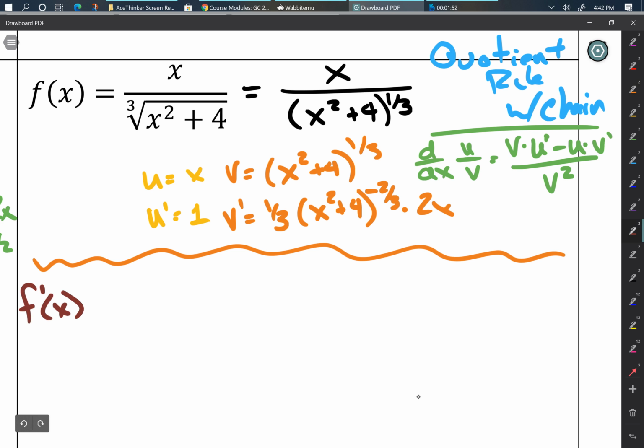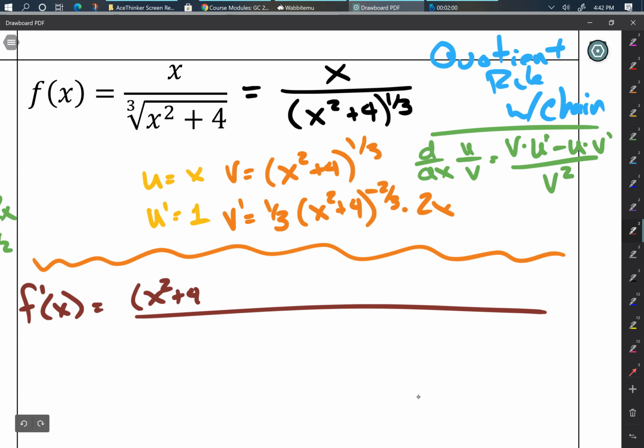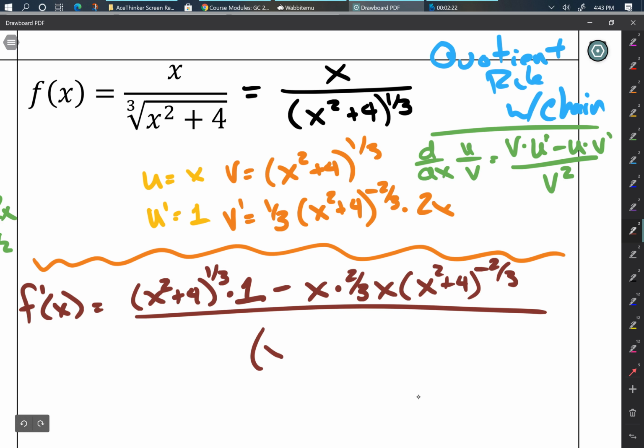F prime of x is going to be equal to, let's see, the bottom v, so x squared plus 4 to the 1/3 times u prime, minus u, sorry, x times v prime, which will be 2/3 x times x squared plus 4 to the negative 2/3, all divided by v squared, which will be x squared plus 4 to the 1/3 squared.